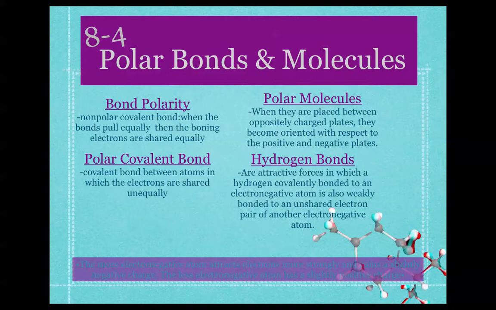And something important is the more electronegative atom attracts electrons more strongly, it gains a slightly negative charge, and then for the opposite, the less electronegative atom will end up with a slightly positive charge. So these are just some things to keep in mind when thinking about polar bonds. And a non-polar covalent bond is when the bonds pull equally, then the bonding electrons are shared equally. And a polar covalent bond is a covalent bond between atoms in which electrons are shared unequally.